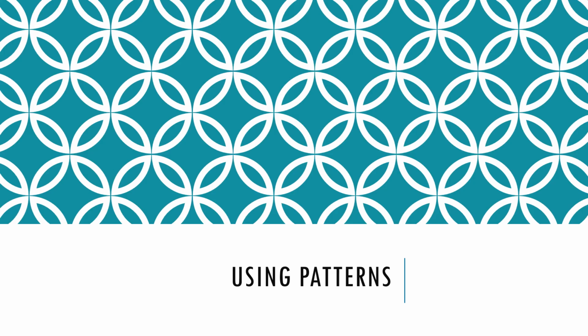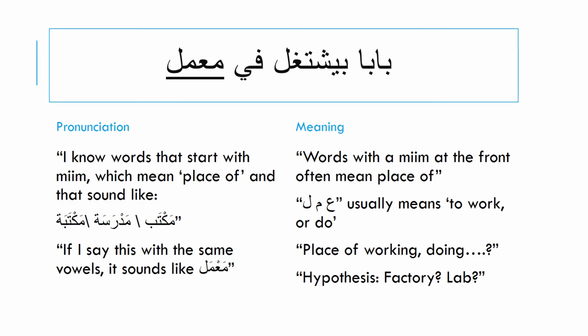So we've talked about how patterns productively can help us make new words and understand new words that we've never seen before. What are some other ways of using them? Say we're reading this sentence at the very top of the page. Baba biyashtaghil fi, this word, meem, ayn, meem, lam. Well, let's think about the pronunciation of this word first. Think to yourself in your head. I know words that start with meem, which mean place of, and that sound like maktab, madrasa, maktaba. So if I were to say this with the same vowels, I'd end up with ma'mal.